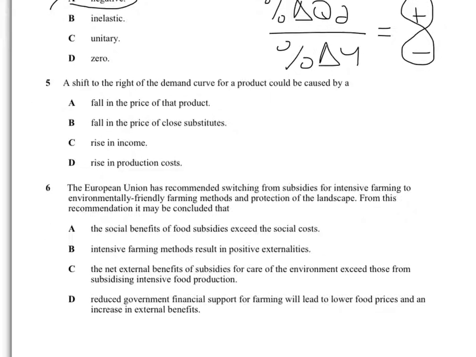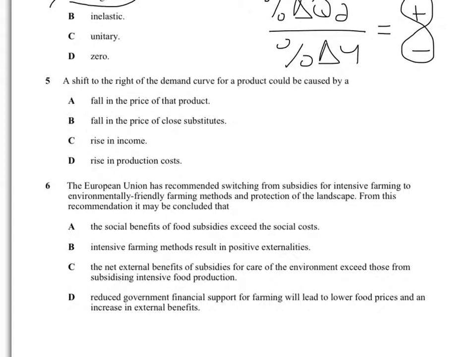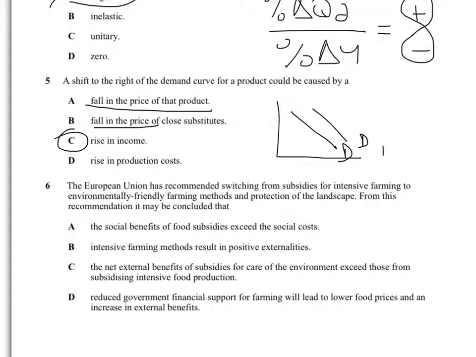Right, moving on, question 5, a shift to the right in the demand curve. We're looking at something that is an increase in demand, when more is demanded at each and every price level. So that's a movement along a curve. Fall in the price of a cost substitute would cause a decrease in demand, a rise in income, yes, so that would be a positive effect. This one is supply side, so the answer is C in this case.